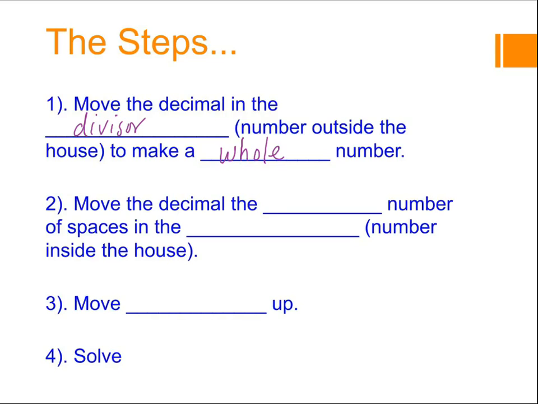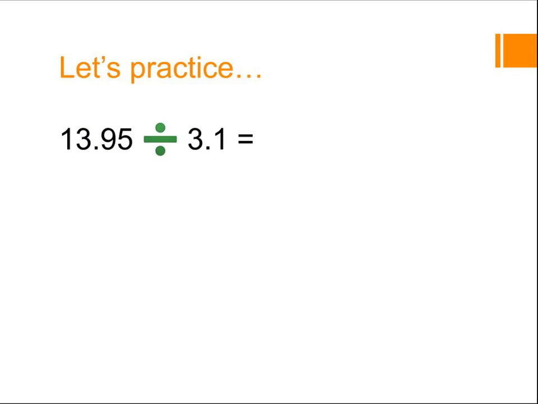However many spaces you moved your decimal in your divisor, you have to do the same for your dividend. So you're going to move the decimal the same number of spaces in the dividend. That's that number that we refer to as being inside the house. Then it's just like what we did yesterday. You move the decimal up and you solve the problem. So let's look at an example.